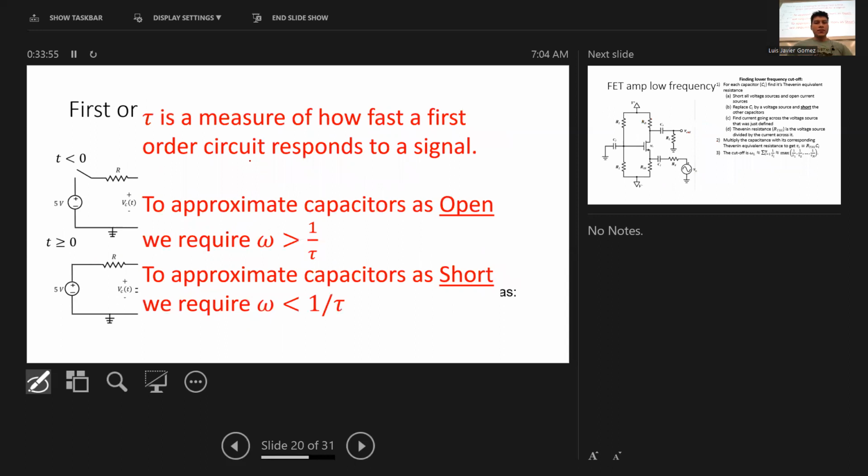Just to summarize our discussion, tau is really a measure of how fast a first order circuit responds to a signal. And to approximate capacitors as open, we require that omega is less than 1/tau. And to approximate them as short, we require that omega is less than 1/tau.